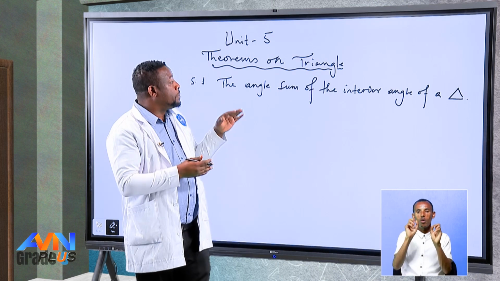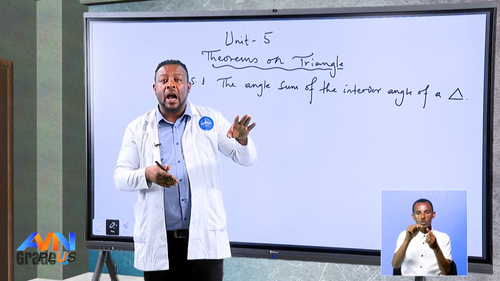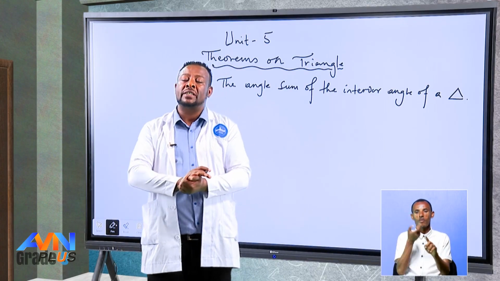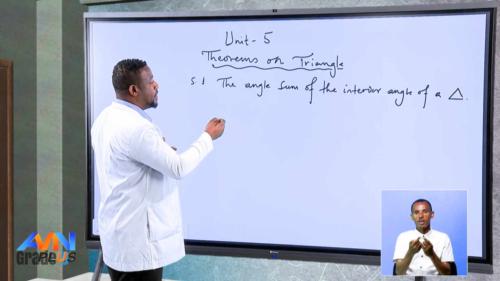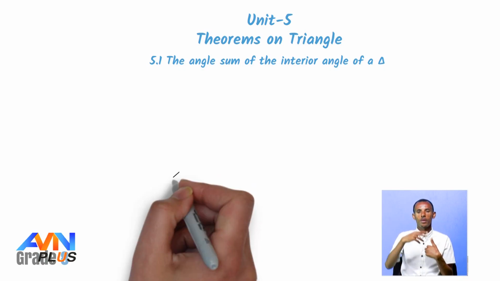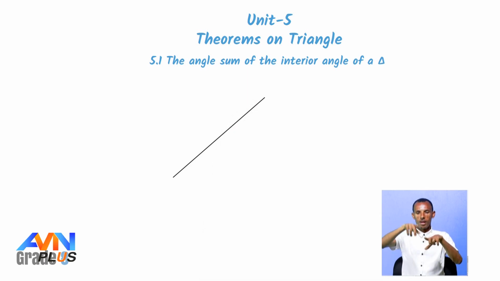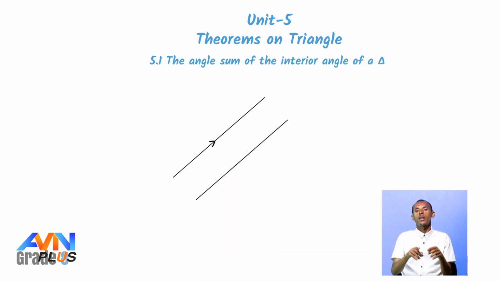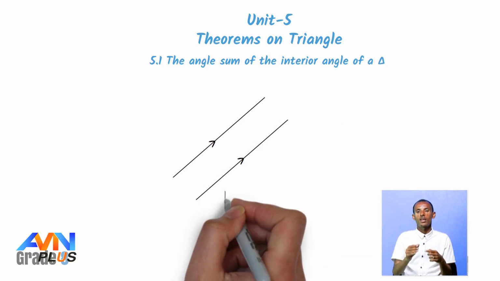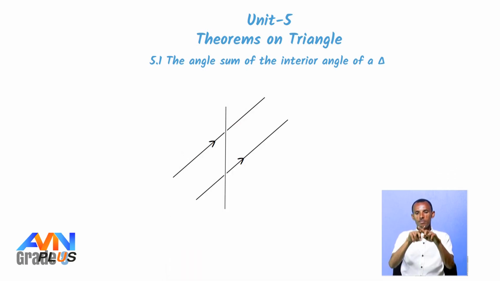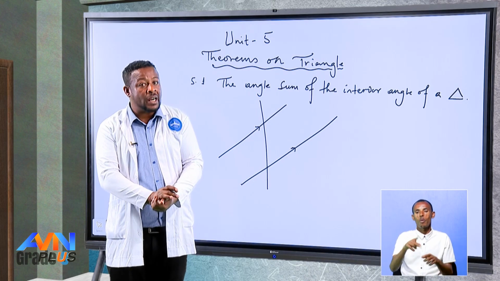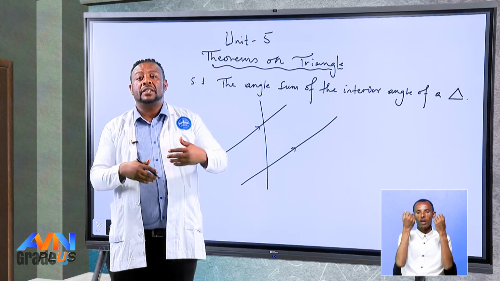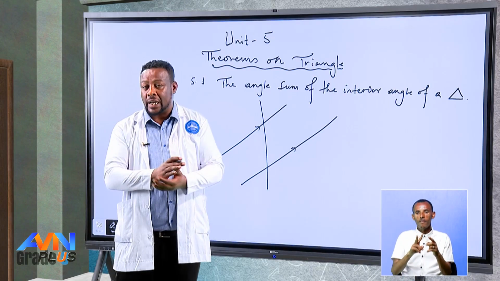Before I proceed to the topic, I want to remind you of some very important concepts from your previous grade level. If we have two parallel lines, you all know that parallel lines are lines that never meet, and a transversal is a line that cuts the two parallel lines. There are some important terminologies that you need to understand: interior angles, vertically opposite angles.